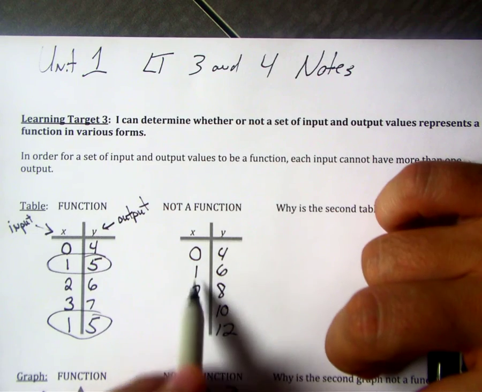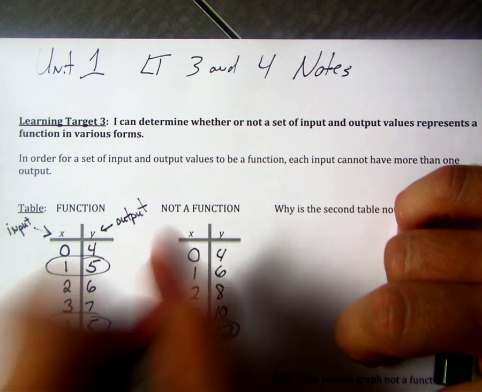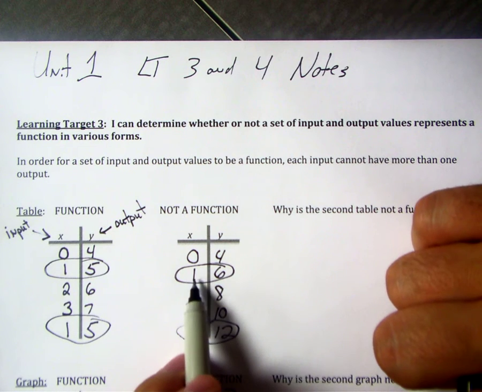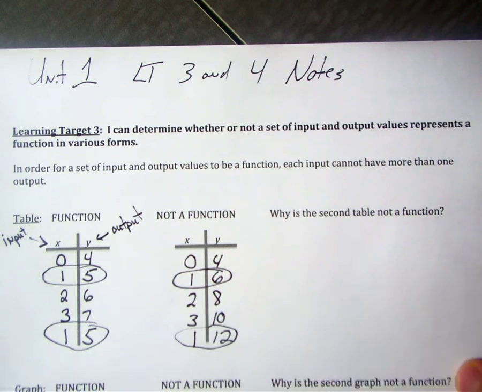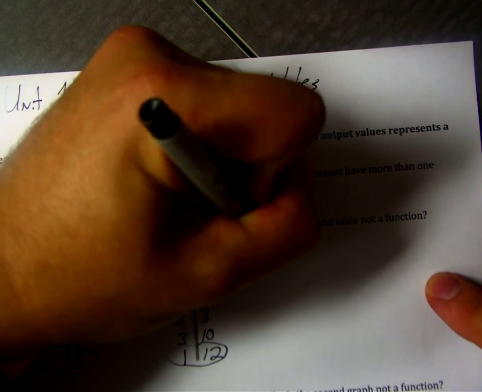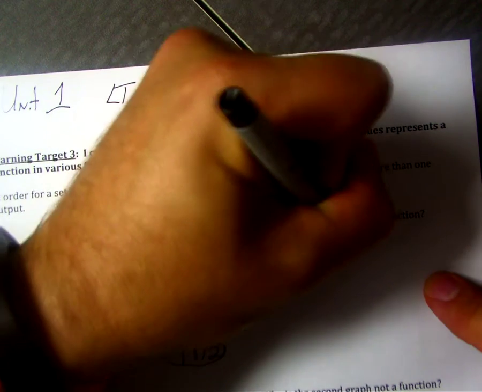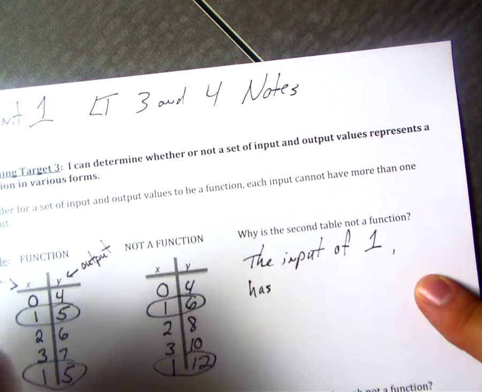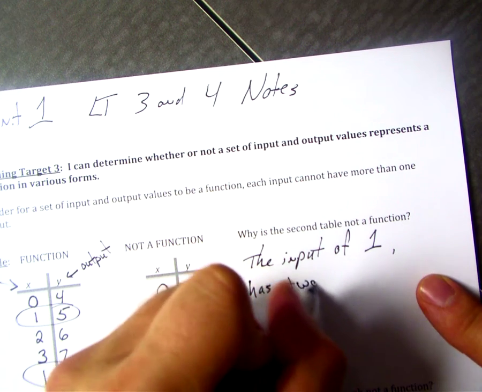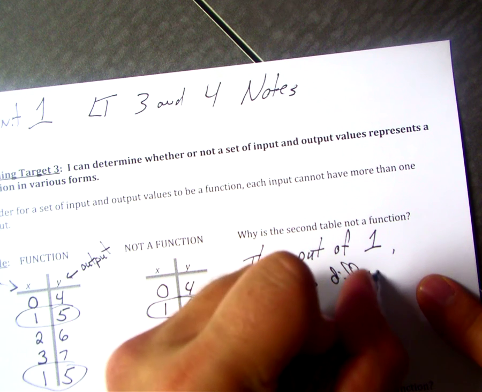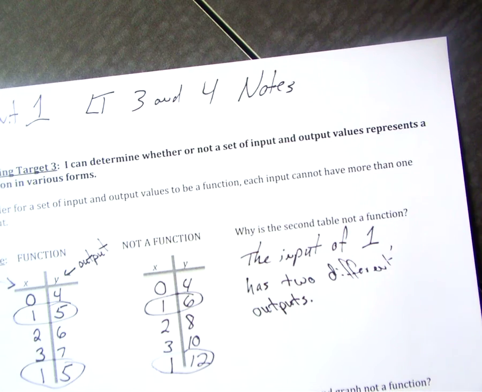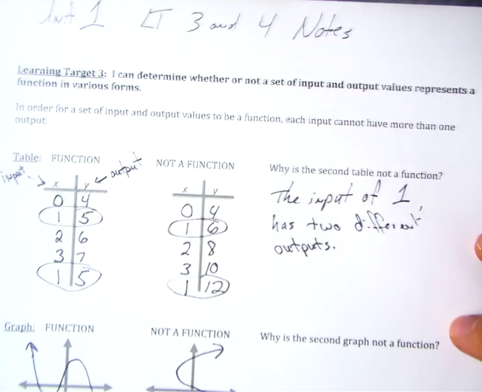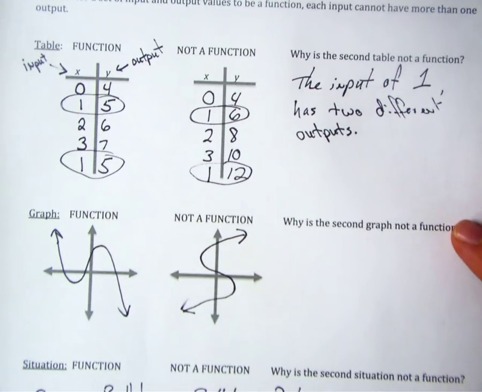If we look at this one, 0, 1, 2, 3, 1, I'm going to circle the 1s again. And if you notice, the 1 has an output of 6, and the 1 has an output of 12. So why is the second table not a function? We want to write the input of 1 has 2 different outputs. So the input of 1 has 2 different outputs. So let's go ahead and go down to the graph.